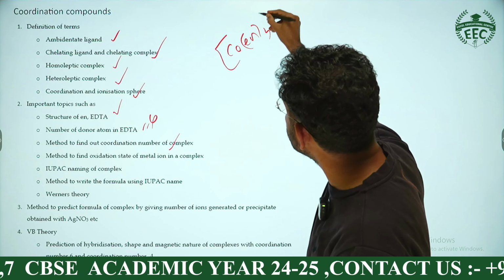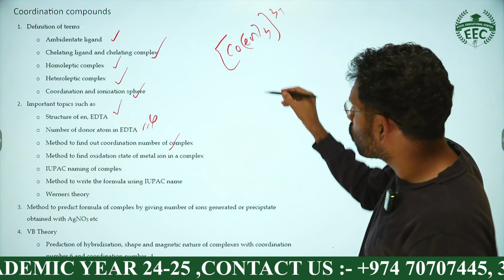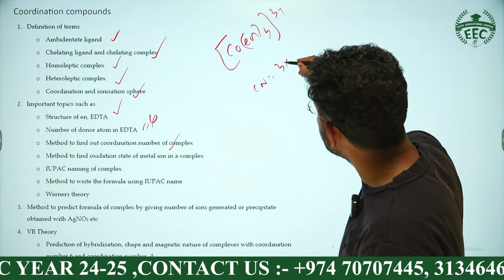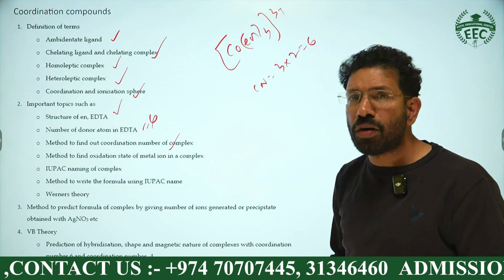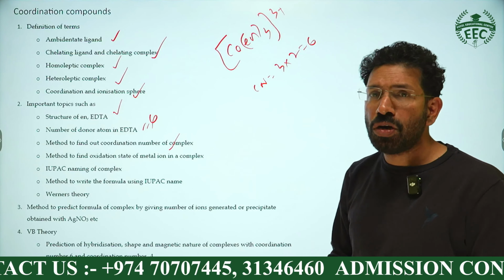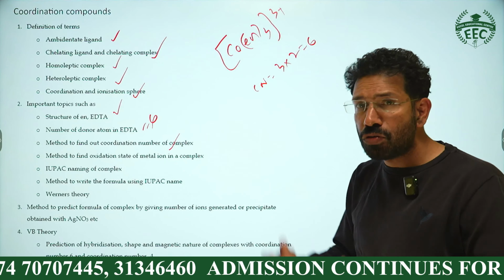[Co(en)3]3+. This question came last year. The number of donor atoms in en is 2, so coordination number equals 3 into 2, which is 6. Remember, this is a method. To find the coordination number, you have to make sure that you know how to find the oxidation state as well as the coordination number. So coordination number, you know how to find out.